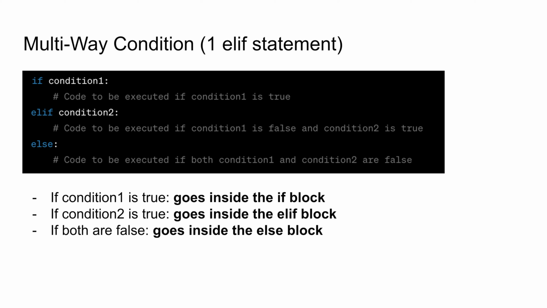The multi-way conditions also add elif, the abridged form of else if, in addition to if and else statements. Note that multiple elifs are possible, but at least one is necessary to qualify it as a multi-way condition. These are used for situations with multiple possible outcomes. In a multi-way condition, the conditions are evaluated in order. If condition 1 is true, the code block under the first if statement is executed. If it's false, the program checks condition 2 and so on. If none of the conditions are true, the code under the else block is executed.